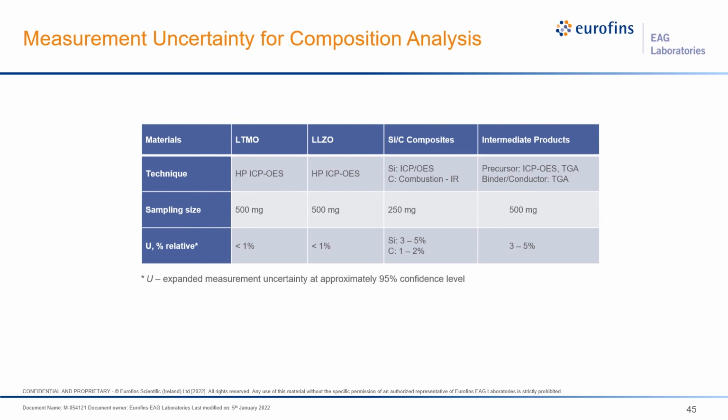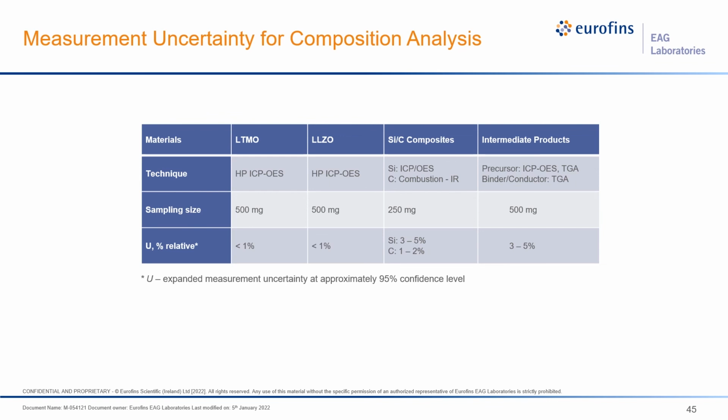So for the lithium transition metal oxides and lithium lanthanum zirconium oxide, you can see we recommend using high performance ICP-OES, and the sample size can be pretty big, so it is very representative, and we can achieve measurement uncertainty less than 1% at 95% confidence levels. For those, we can certainly try high performance, but because of cost concerns, normally we will recommend just standard ICP-OES.